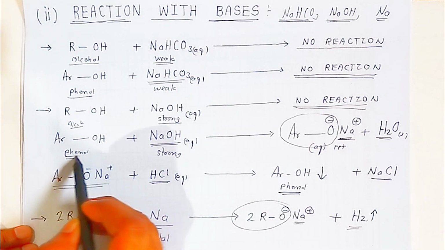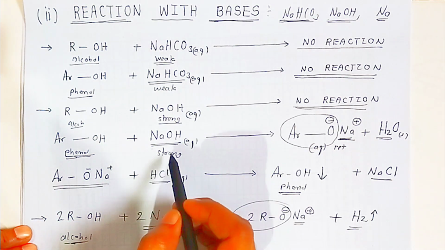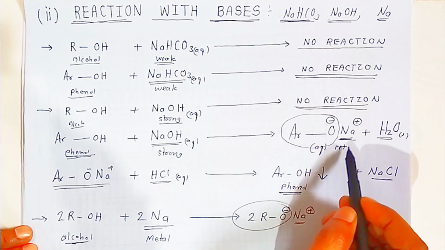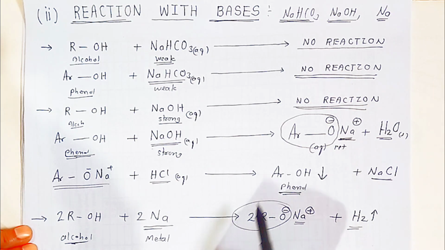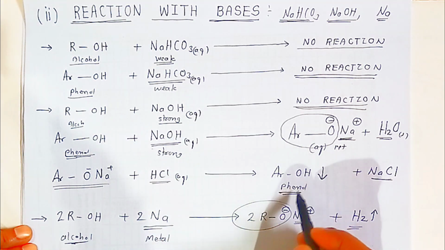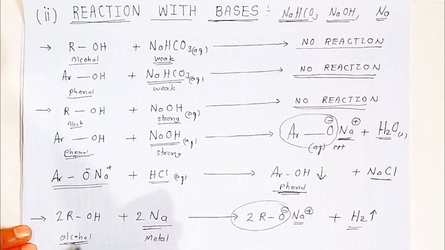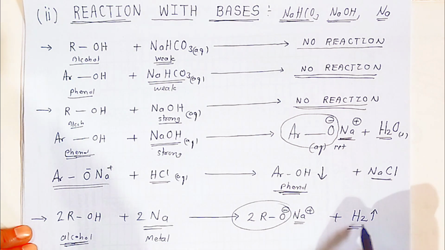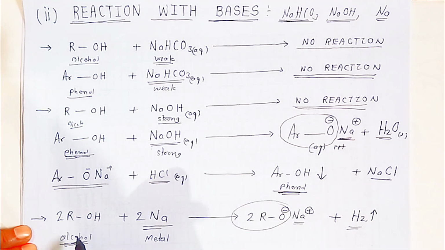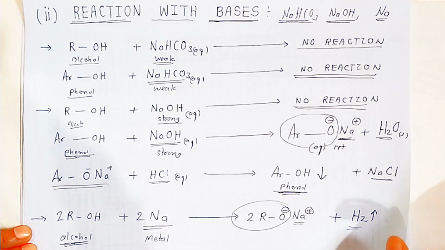So phenol will always react with strong NaOH and form sodium phenoxide. If you add HCl, you will again get the phenol back. If you add sodium metal to alcohols, there is a strong liberation of hydrogen gas. These bubbles show that this transparent liquid is your alcohol. Understanding students? So these are the reactions with bases of alcohols and phenol.